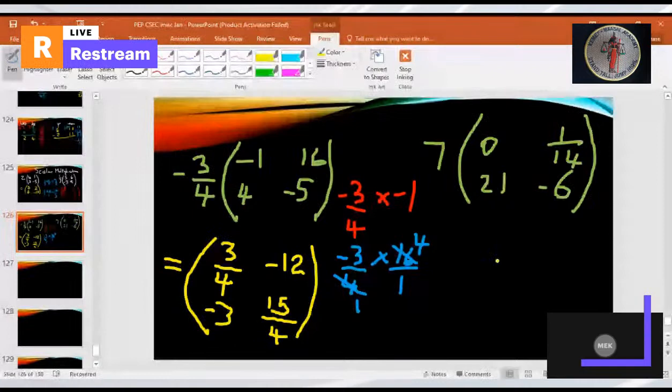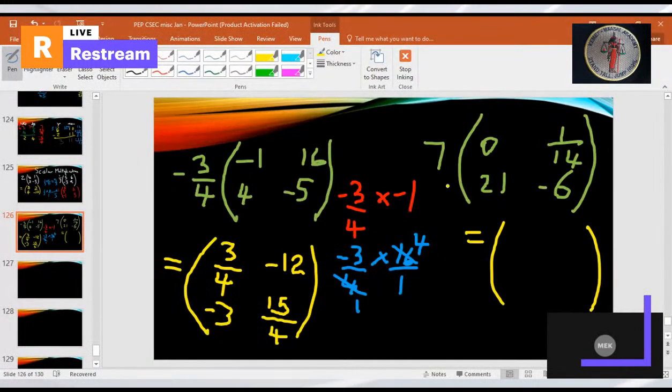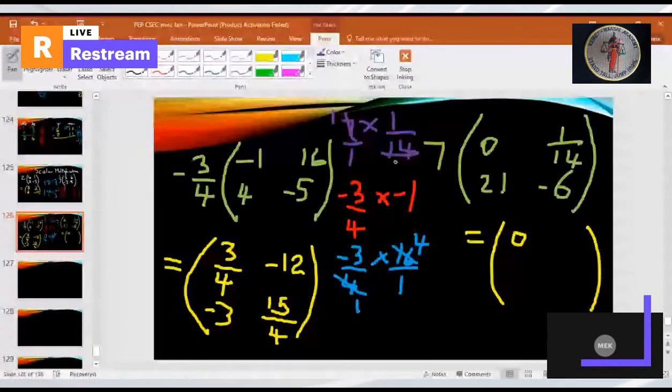So let's do this one now. We're multiplying each entry in the bracket by 7. So remember, 7 times 0 is 0, and let's work 7 times 14. So we have 7 times 1 over 14. We can put the 7 over 1. So 7 into 7 is 1, 7 into 14 is 2, so we'll end up with 1 over 2. That's a half for this one.